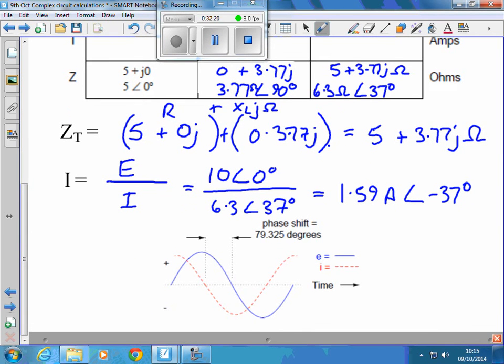So that's what we got in that circuit. The blue is the voltage E. The dashed red line is the current. And the current is lagging the voltage by, got to go through these slides, 37 degrees.